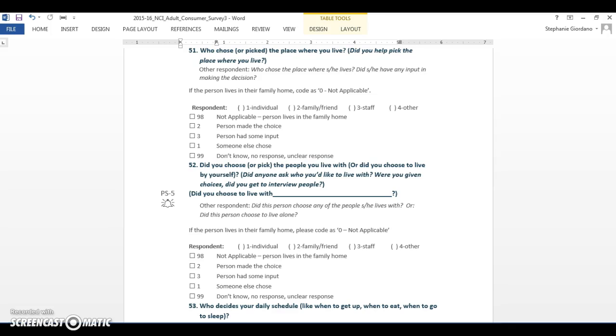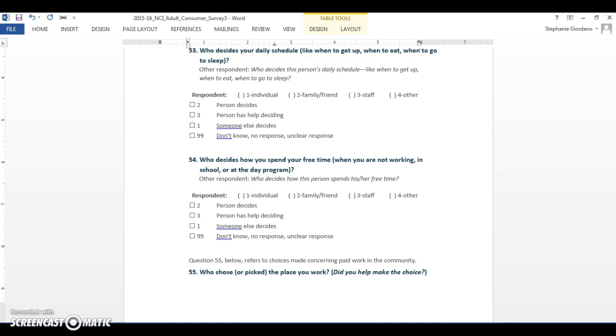So questions 51 and 52 have to do with where the person lives, whether the person chose their home, and if they chose their roommates, or if they chose to live by themselves. For both of these questions, we would mark not applicable if the person is living in their family home.